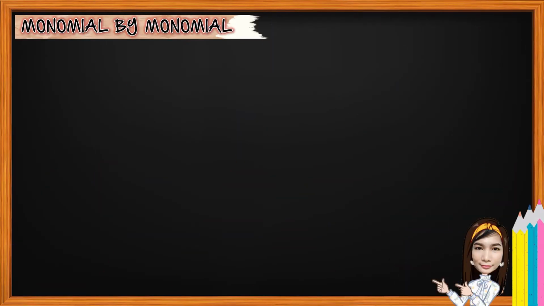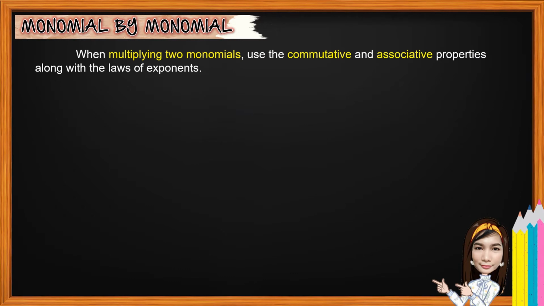Now, let's start with monomial by monomial. When multiplying two monomials, use the commutative and associative properties along with the laws of exponents. For you to understand, let's have the following examples.